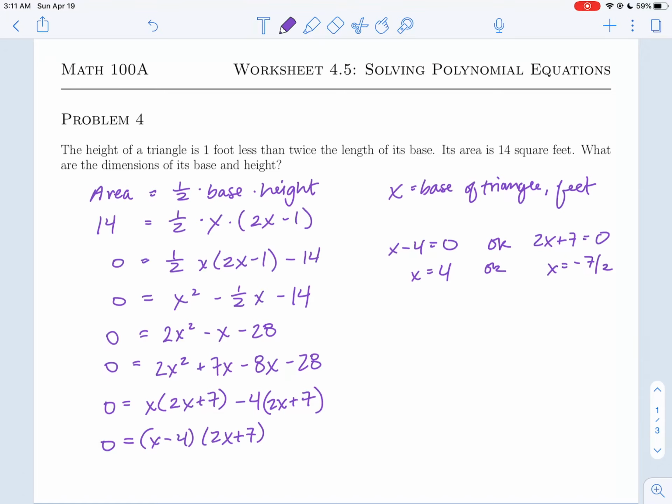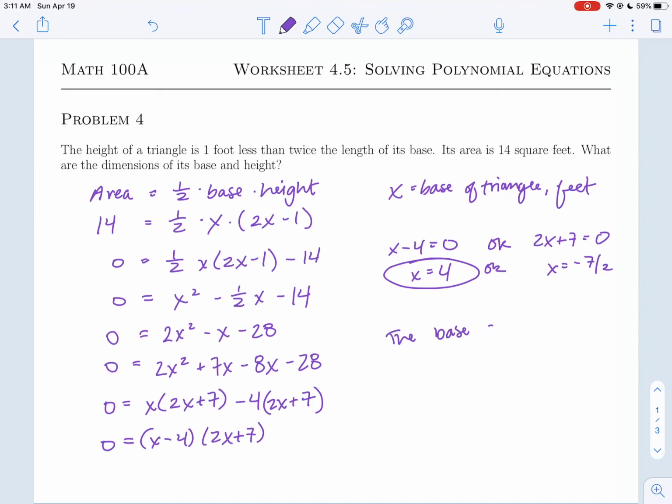And always with these word problems, I want to go back and ask, do these numbers make sense? So x is the base of the triangle, it's a measurement. So x being 4 makes sense, right? The base of the triangle could be 4 feet. X being -7/2 is not making a lot of sense. I can't have a negative measurement for length. So I'm just going to have x equals 4.